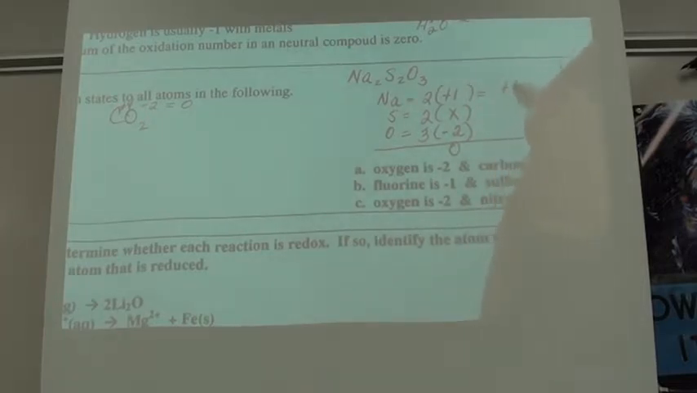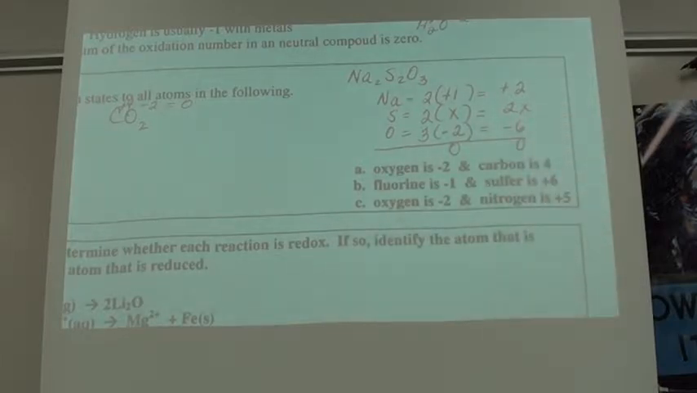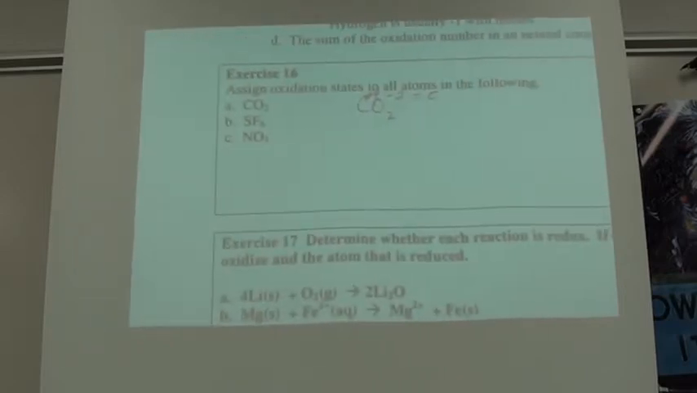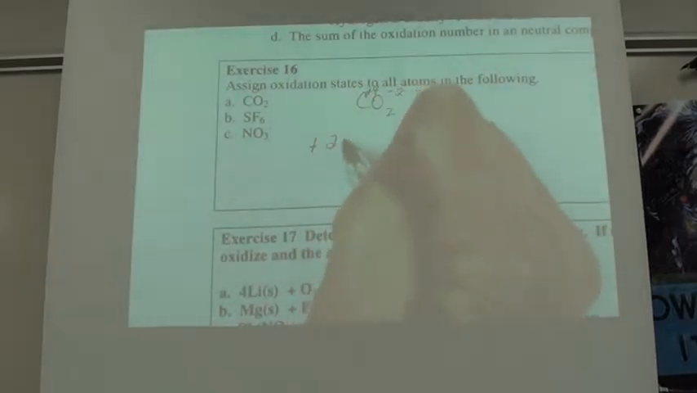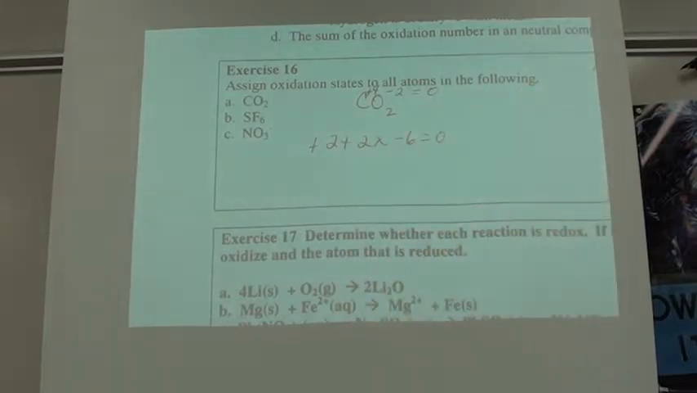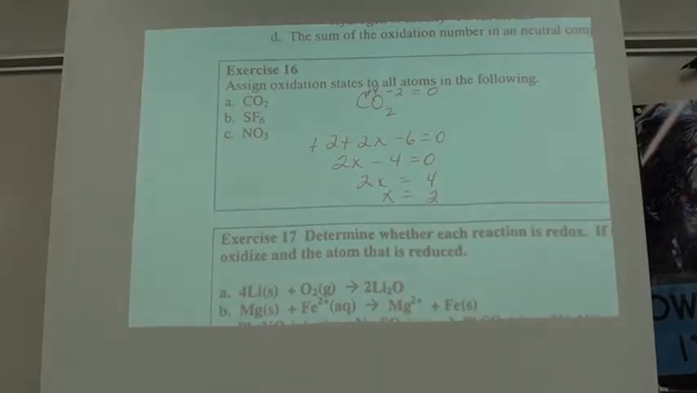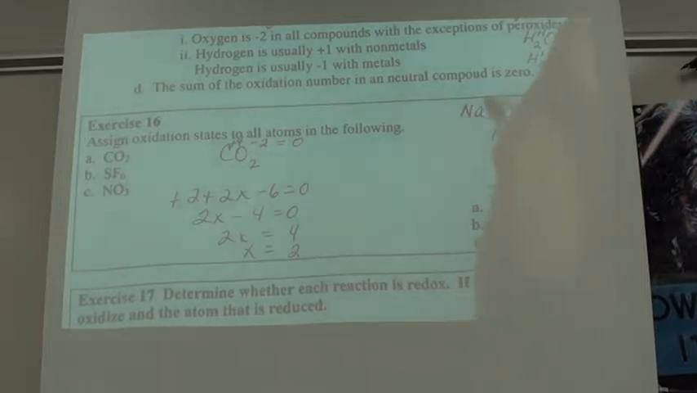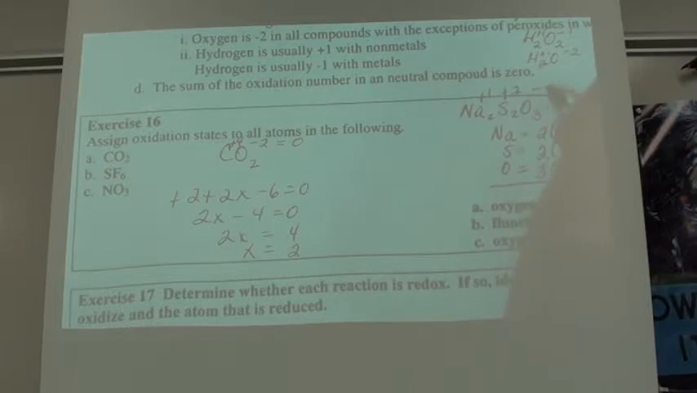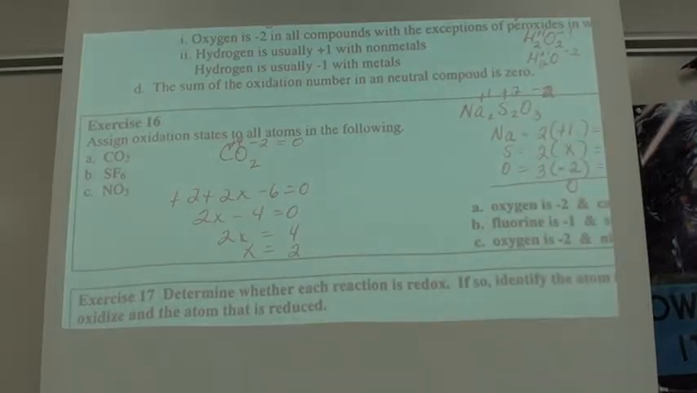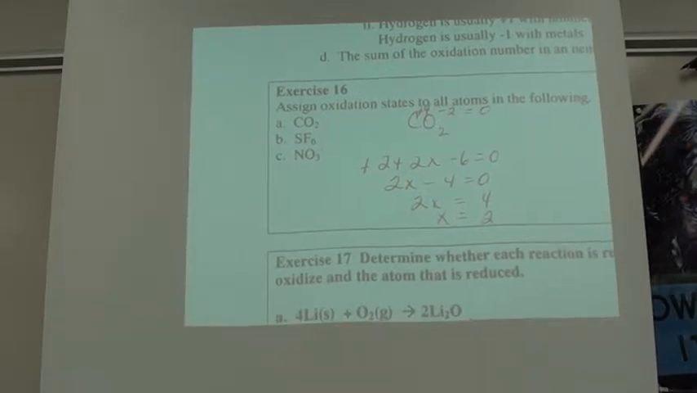So the sodium is putting forth a 2 plus charge. Sulfur is 2x. Oxygen is -6, and that whole mass is going to add up to 0. So I make it a 7th grade algebra problem where +2 plus 2x minus 6 is equal to 0. 2x minus 4 is equal to 0. 2x is equal to 4. X is equal to 2. Then I write the oxidation numbers above each one of the atoms. And I'm done. Now, the only difference, okay, let's do this one by inspection.